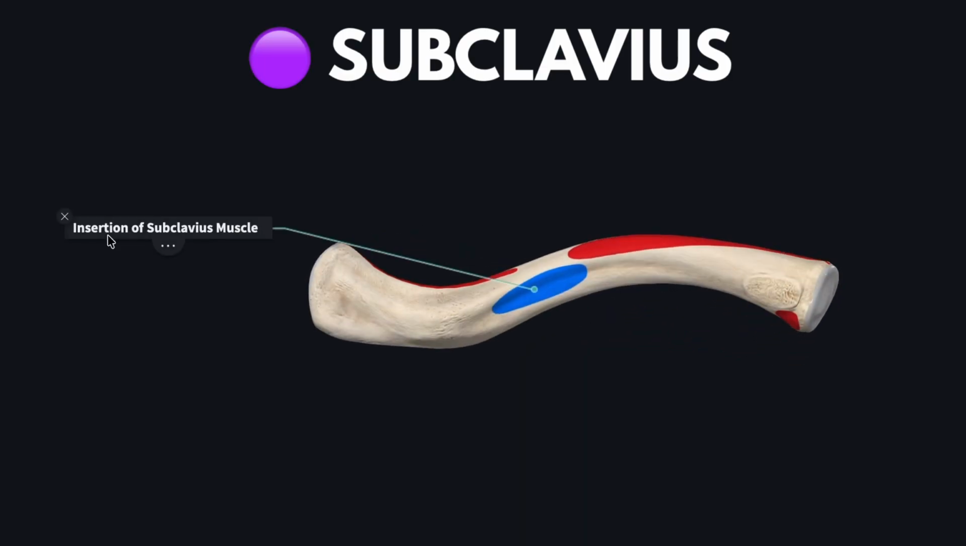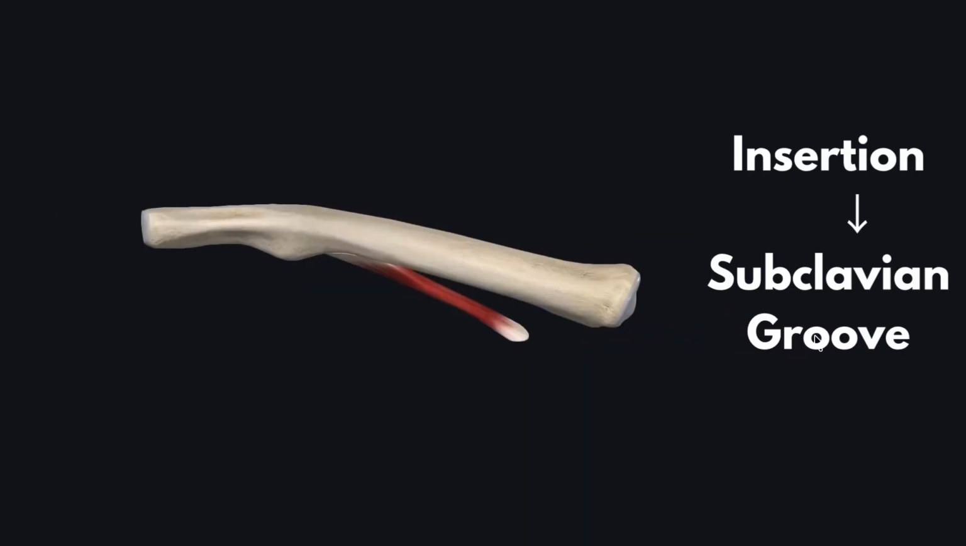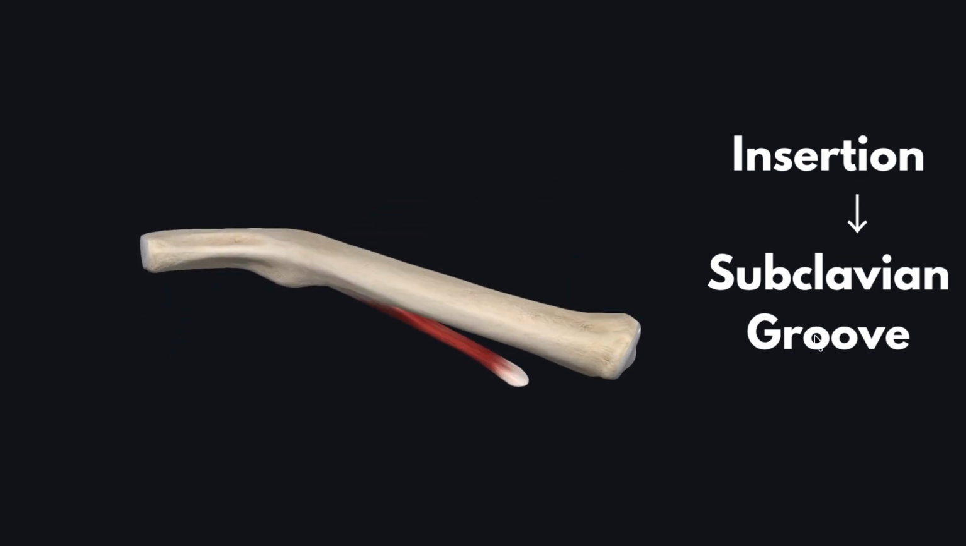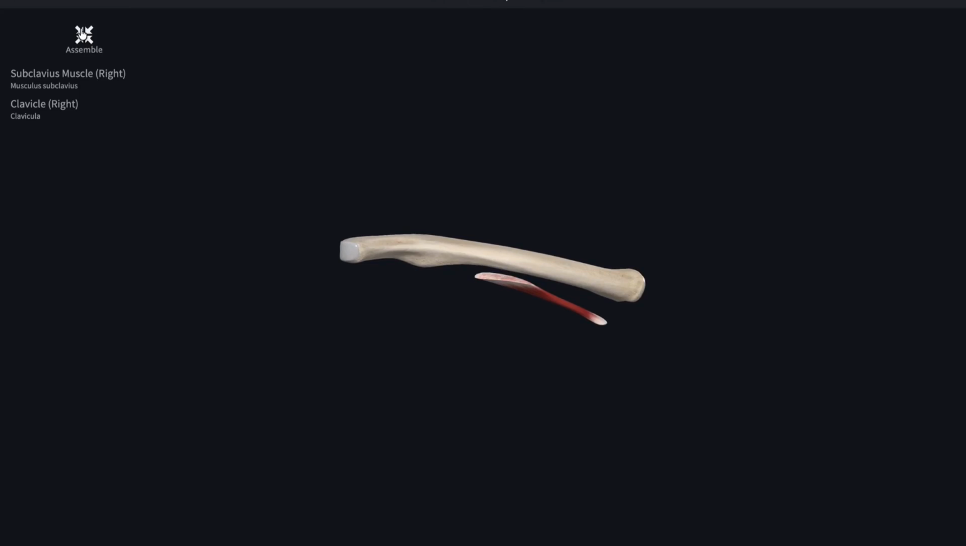Next, let's locate the subclavius muscle. The subclavius inserts into the subclavian groove on the inferior surface of the clavicle. It helps stabilize the clavicle during shoulder movements.